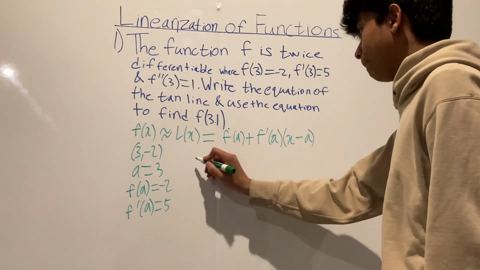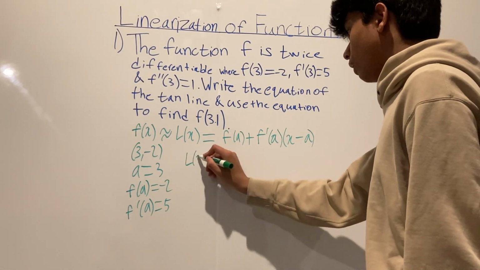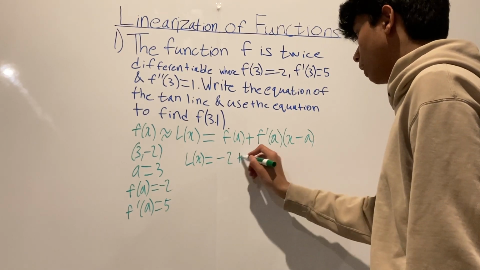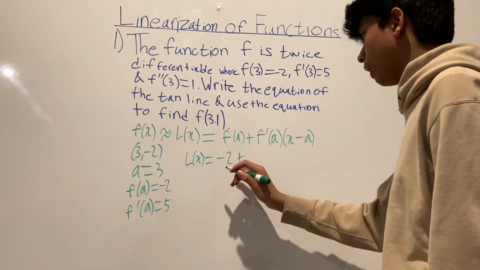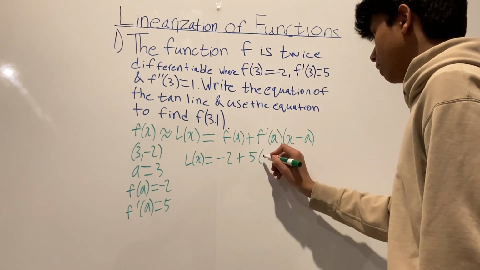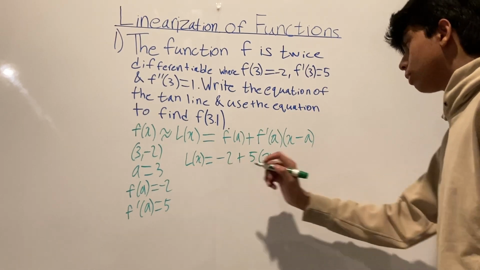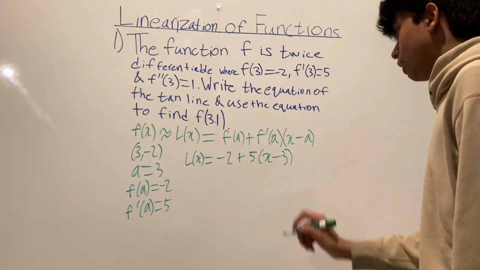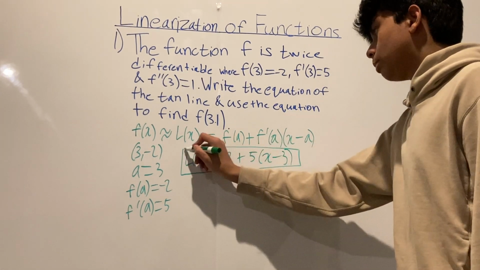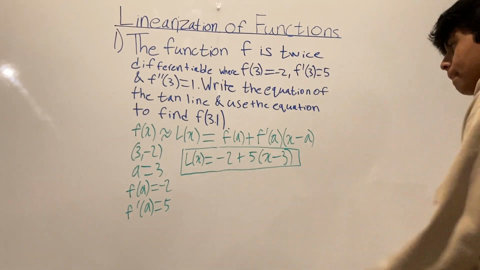So let's just do that. So L of x equals f of a, negative 2, plus the derivative of a, which is 5, times x minus a, which is 3. So this is our tangent line at the point x equals 3.